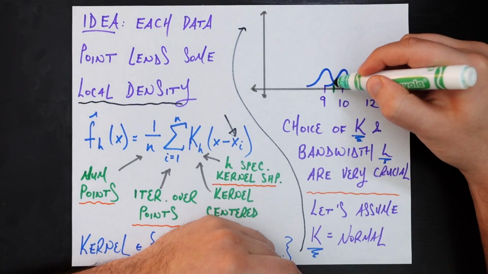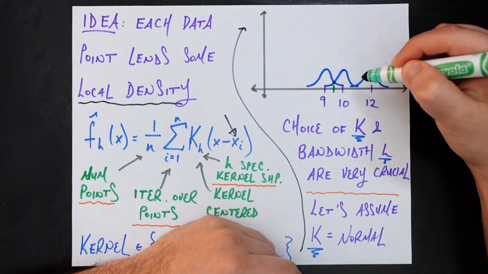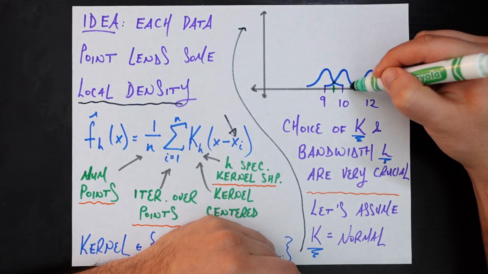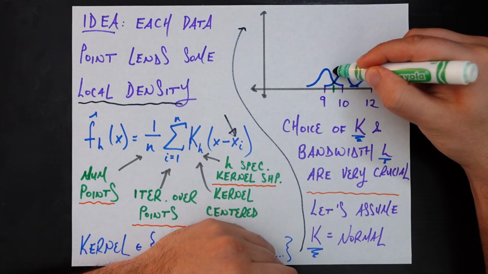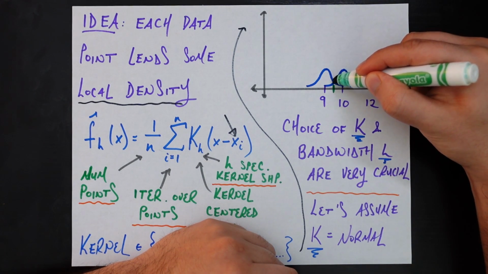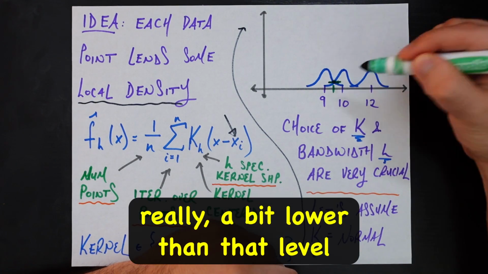So you can see here that's going to be the sum of this value, and of course also the one coming from the 12, but that by this point is going to be pretty much negligible. So that's going to put us somewhere around here. If we average those out, we'll get back to about this level.